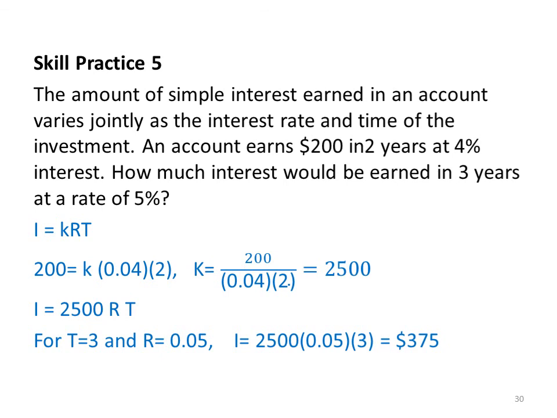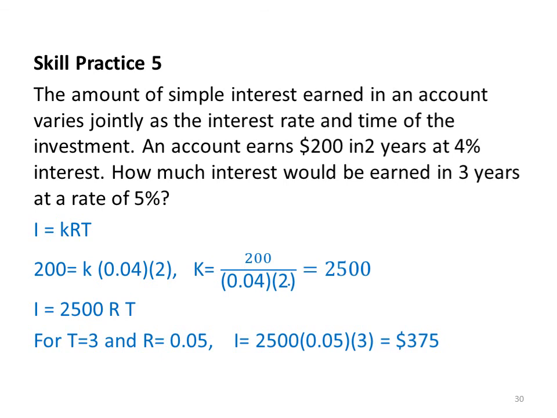First of all, we write the model for joint variation. Interest, which is I, equals K times R times T. Here I is interest, R is the rate, and T is time. We know that when T is 2 and the rate is 4%, meaning 0.04, the interest is 200. If I substitute that in the model, then 200 equals K times 0.04 times 2. K is equal to 200 divided by 0.04 times 2, which is 2,500.